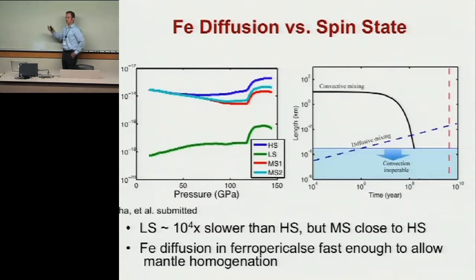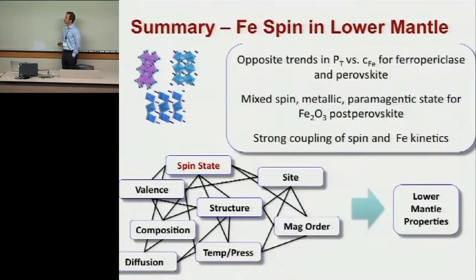So again, that's the kind of area where my work has been focused, trying to build thermodynamic and kinetic models based on these ab initio energetics. So just to summarize that, basically what we're trying to do is link spin state in particular to all the other properties that you have to think about with iron, including diffusion and things, to try and get at different lower mantle properties. And we found some interesting couplings between these different pieces of physics.